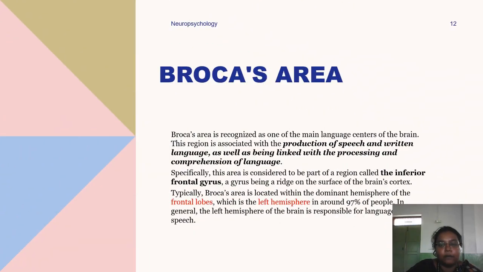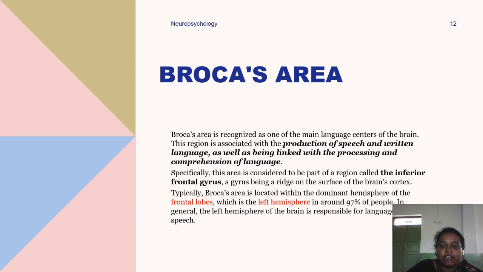Broca's area. Broca's area is recognized as one of the main language centers of the brain. This region is associated with the production of speech and written language, as well as being linked with the processing and comprehension of language. Specifically, this area is considered to be part of the region called the inferior frontal gyrus, a gyrus being a ridge on the surface of the brain's cortex.